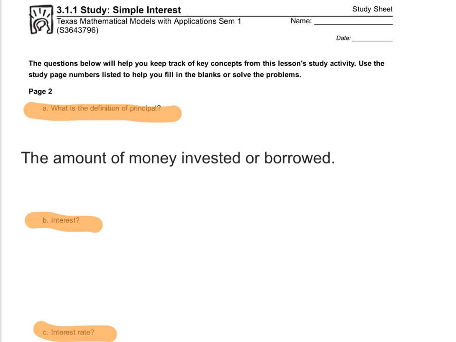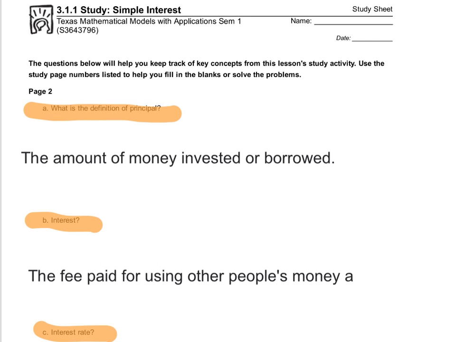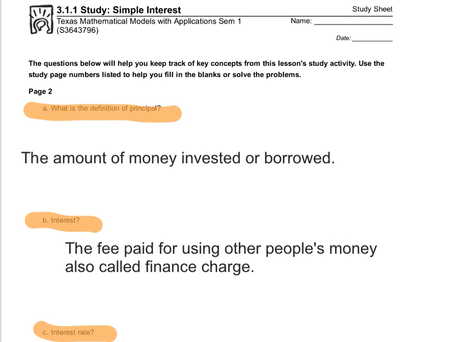As far as interest goes, you probably pay interest on a cell phone or something like that. That is just the fee paid for using other people's money, and it's also called a finance charge. If you bought a car, or if you're interested in buying a car, you're going to want to know the interest rate that you get, because it's going to determine how much money you have to pay back when you're trying to finish paying off your loan. So that is the interest, the fee paid for using other people's money, also called the finance charge.